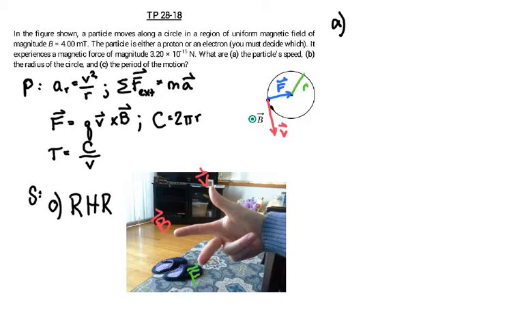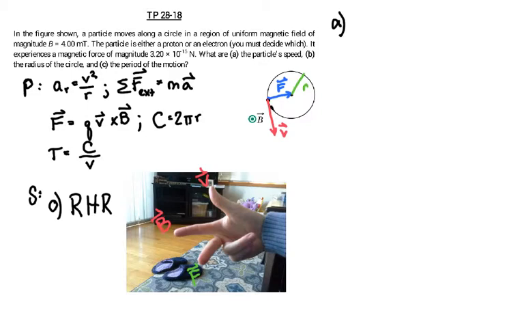Now on to part A. Alright, we must calculate the speed of our particle. Okay? Well, looking at our Lorentz force equation, we know the magnitude of our force and we know the magnitude of our magnetic field. We need the magnitude of our velocity, which is the speed. So rather than work with this cross product as it is, let's transform it into magnitudes and angle.